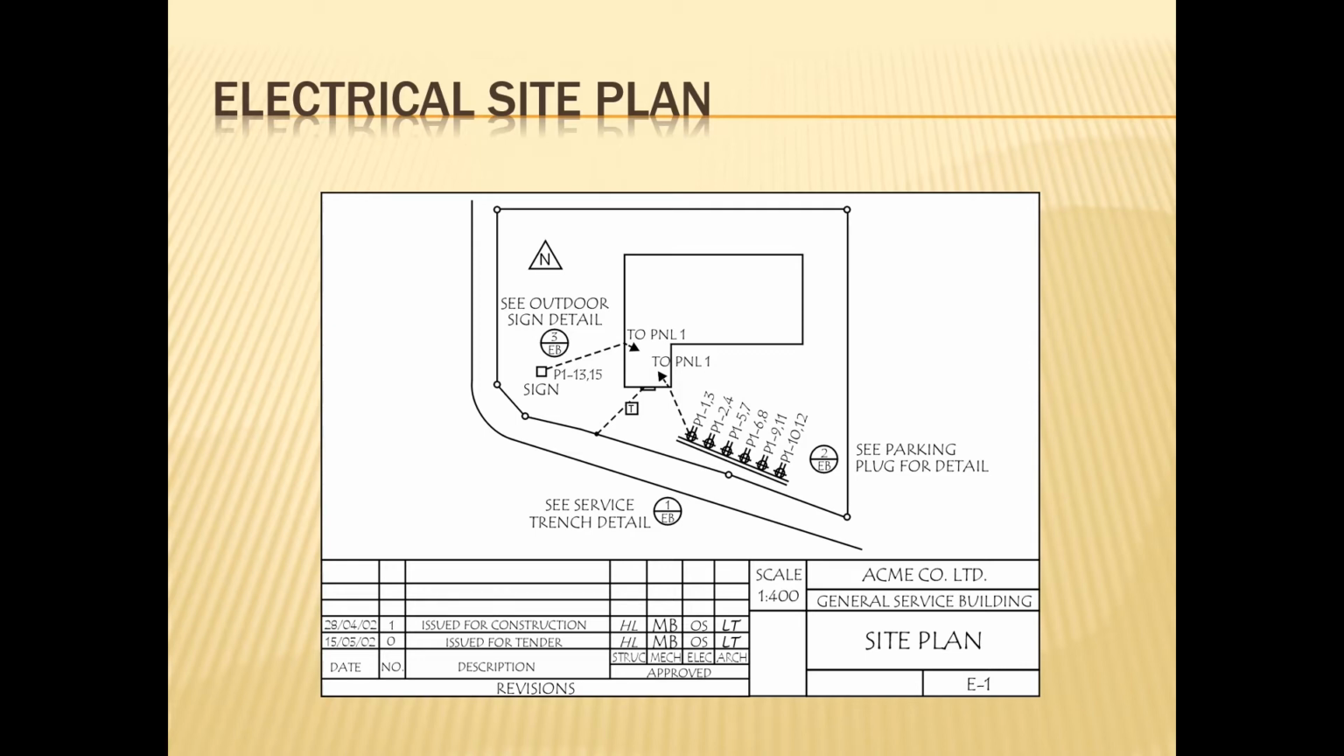When it says P1-13, 15, that means it's going to be going into panel 1, circuits 13 and 15. So we can associate all of our circuitry with this as well as where it's to be run to. This drawing has a scale of 1 to 400, so I would be able to measure off the building to the sign location in order to know where my underground layout has to go.